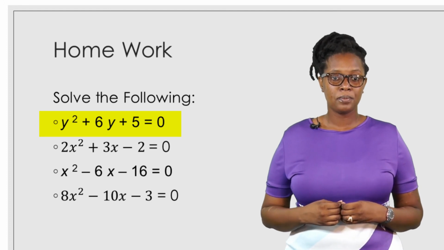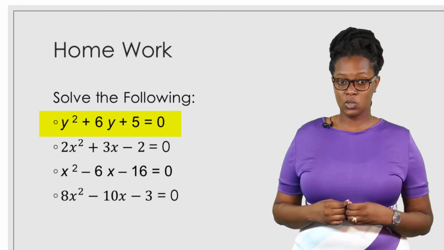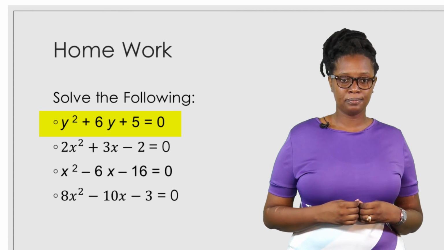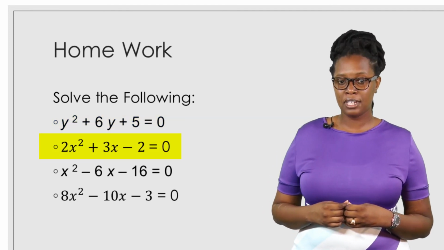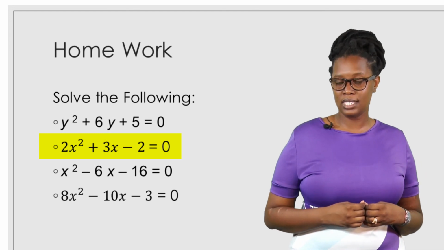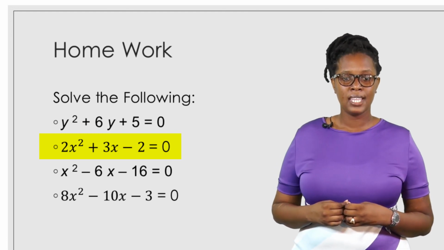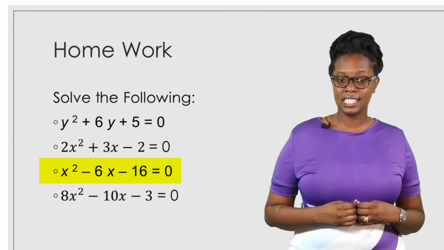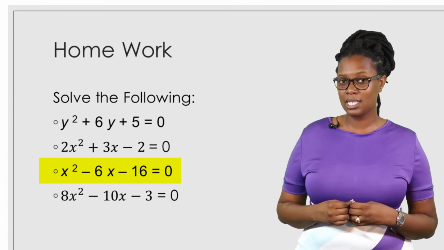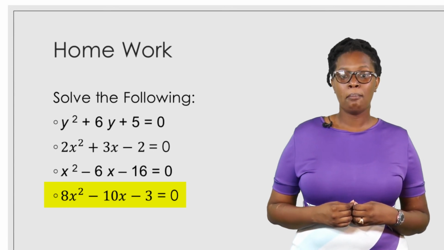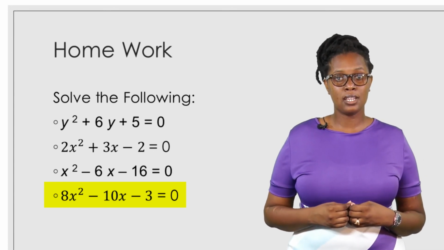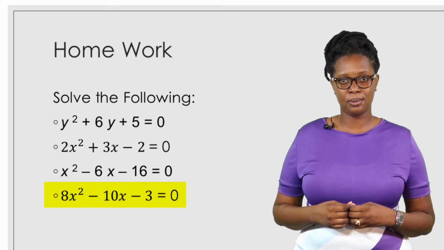So for your homework, you're going to solve the following. The first, y squared plus 6y plus 5 equals 0. Number 2, 2x squared plus 3x subtract 2 equals 0. Number 3, x squared subtract 6x subtract 16 equals 0. And the final one, 8x squared minus 10x minus 3 equals 0.